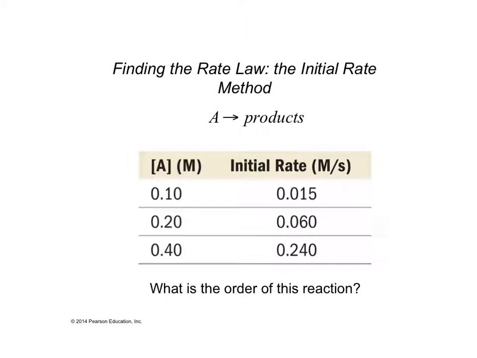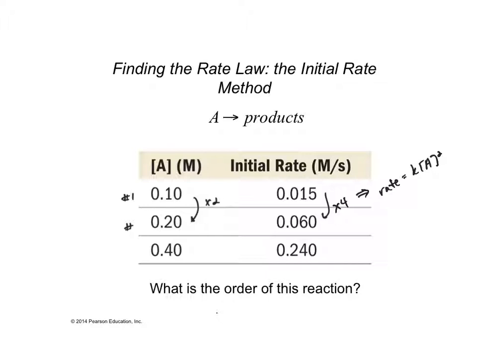So last one, what about this guy? Same thing, and going from experiment number 1 to experiment number 2, I double A, what happens to the reaction rate? Yeah, it increases by 4, it quadruples. So what is the order with respect to this reaction? Second order. So rate is equal to k[A] to the 2.